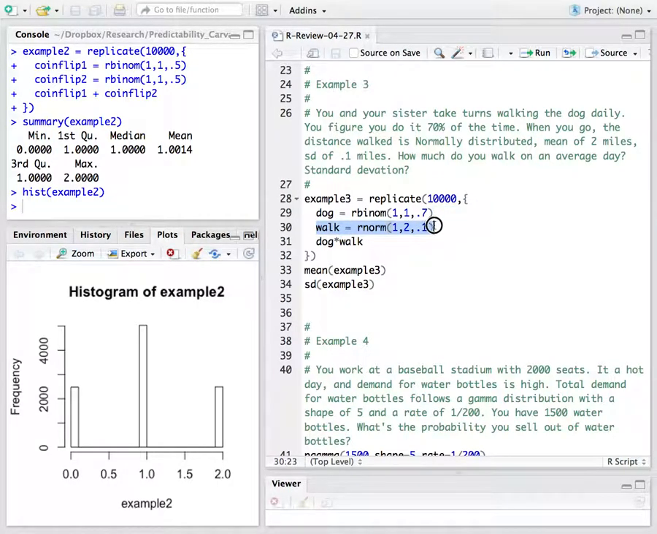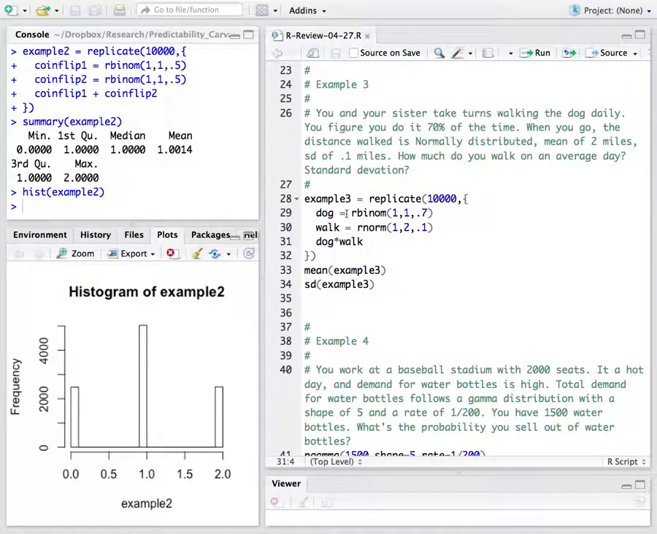Then, if you do go for a walk, we want a single random normal variable with a mean of 2 and a standard deviation of 0.1. And now for our output, we can multiply the 2. Why multiply the 2? Well, if we don't walk the dog, that random binomial is going to be 0. And 0 times whatever this is going to be 0, which is what we want, right? If you didn't walk the dog, you didn't walk any miles. If you do walk the dog, then dog times walk will just be walk. Make sense?